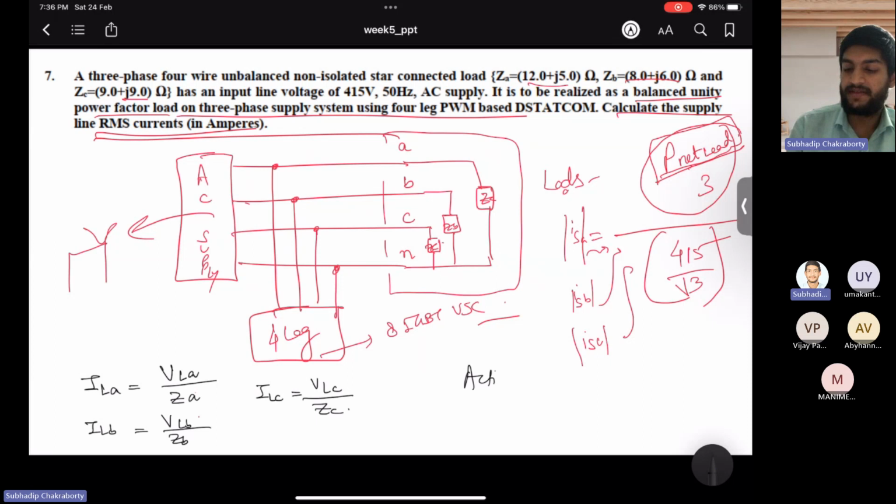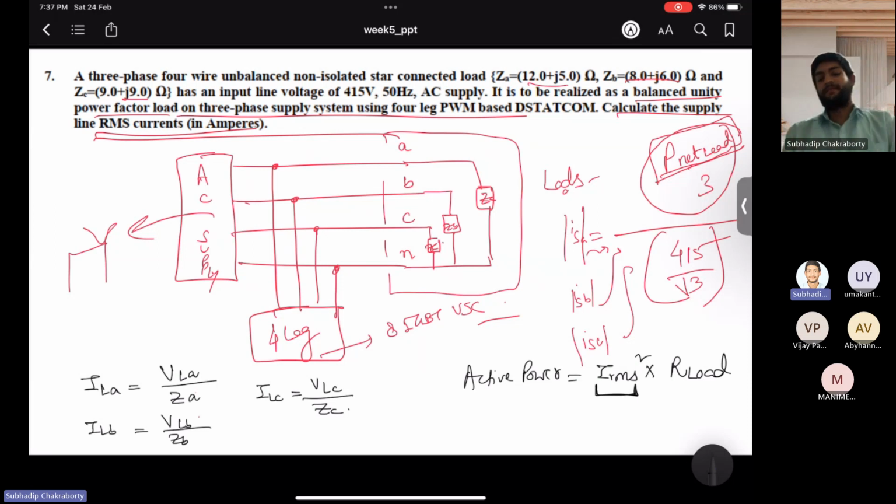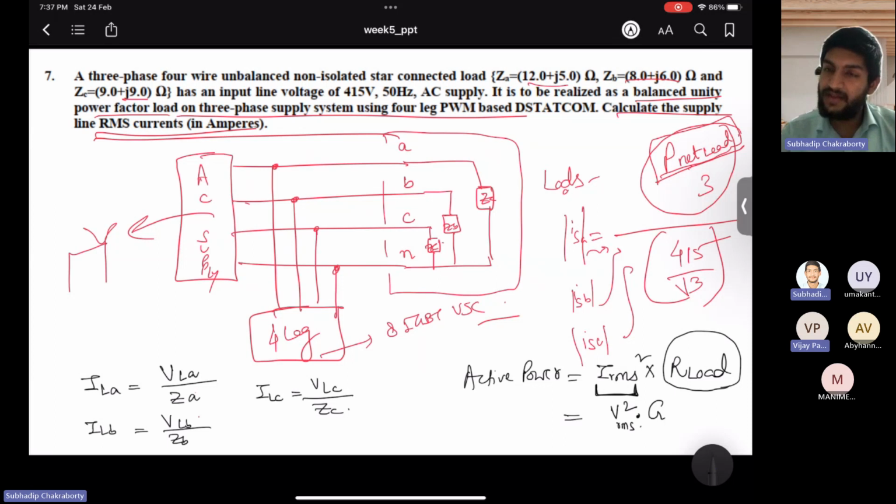And active power is RMS square into R. No, this is the RMS current, not the real current. It's the RMS current. And real part of load you take. So also you can write this as V square into conductance. Agreed or not? V RMS square by R we write, or V RMS square by R of load.